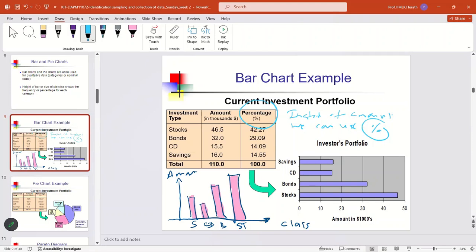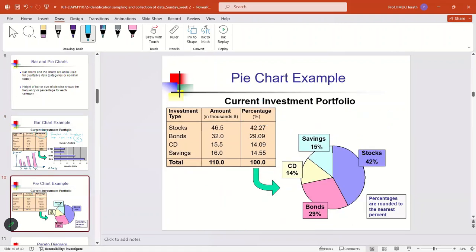Right? This is it. So this is the way it looks if you put that in a pie chart. The pie is a circle, right?